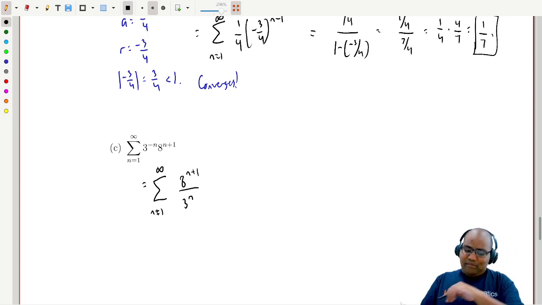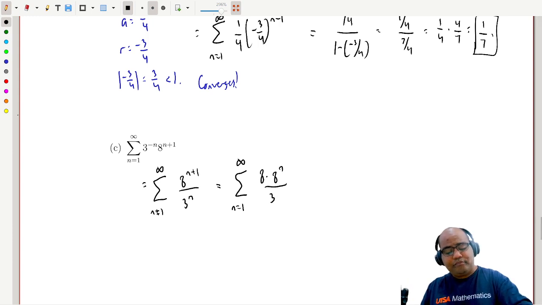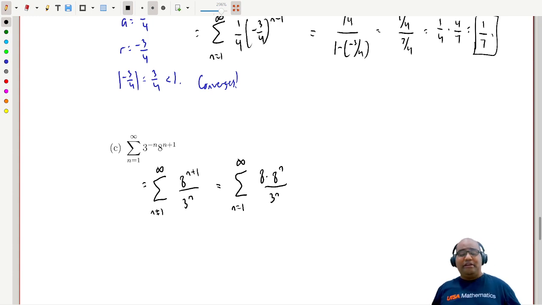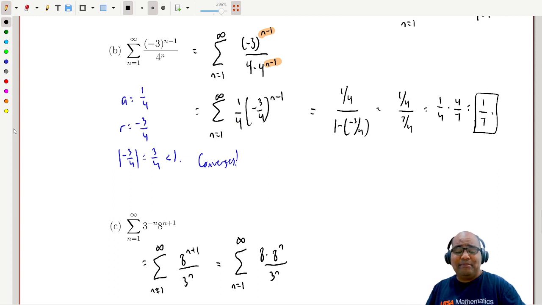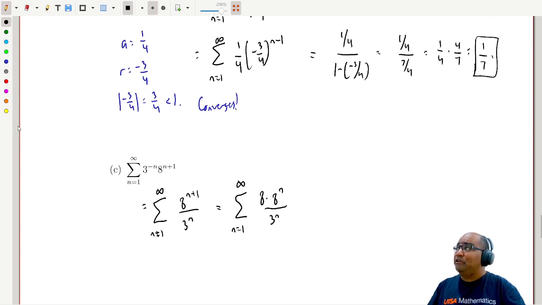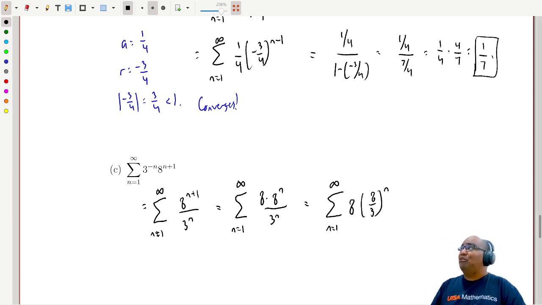Now, what I'm going to do is the following here. I have an n plus 1 and I have an n. My exponents don't match. So I'm going to peel away from the top just by using my properties of exponents. We have 8 times 8 to the n over 3 to the n. Now I have the same thing as before: a quotient of things that have the same exponents, save for that extra 8 there. So I can write this as 8 times 8/3 to the nth power.